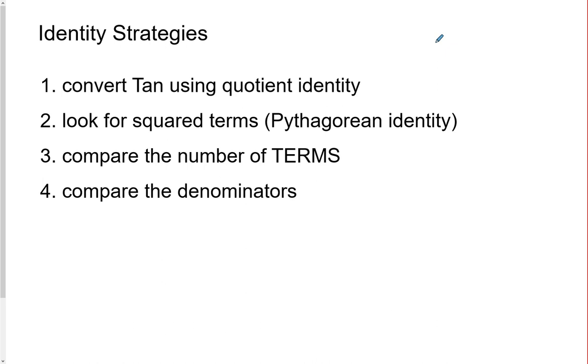Next one is you want to look for squared terms. So you can use your Pythagorean identity. If you've got a cos squared theta, you can sub in 1 minus sine squared theta. If you've got a sine squared theta, you can sub in 1 minus cos squared theta. If you've got a sine squared theta plus cos squared theta, you can sub in 1. So we're going to look for squared terms and see if we can use those with our Pythagorean identity.